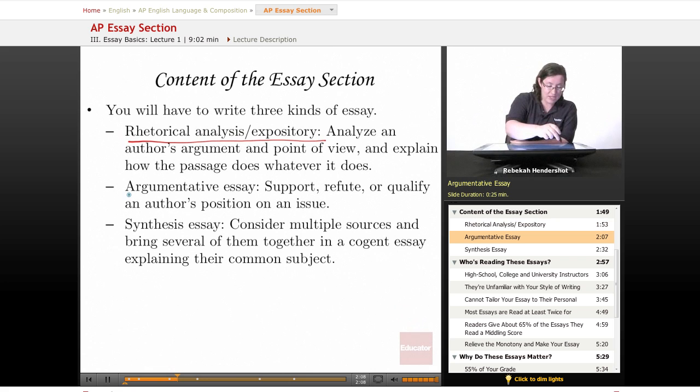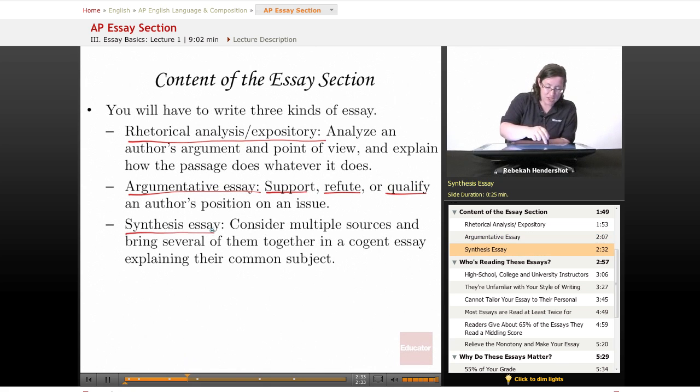Then, you'll have to write an argumentative essay. You will have to support, refute, or qualify an author's position on the issue. Once again, you're going to have to know what the position is, and then you're going to have to say, I agree, and this is why. I disagree, and this is why. Or, I agree a little bit and disagree a little bit, and this is why. The this is why is actually really important, but look for those words, support, refute, or qualify. They will be your best friends.